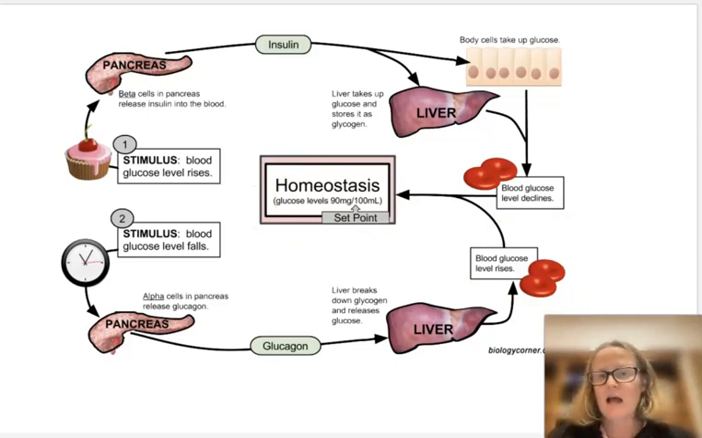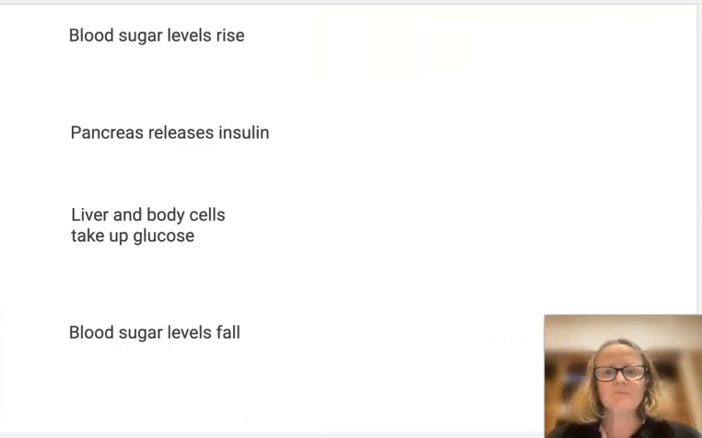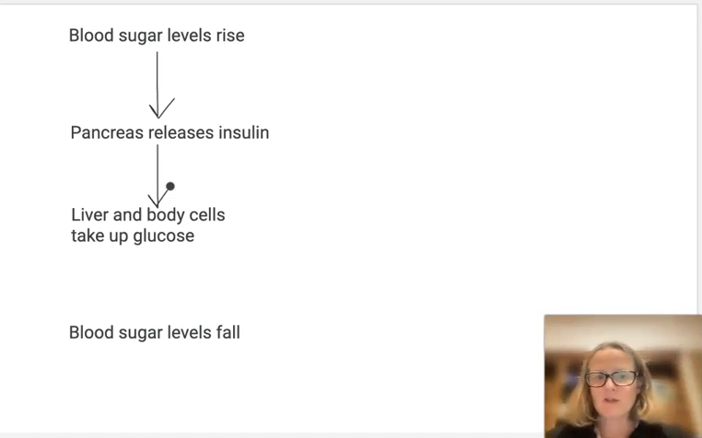Let's have a look at how that can be laid out in a different way. We've got a flow diagram here, so let's draw some arrows to connect these. The blood sugar levels rise. The pancreas releases some insulin. The liver and body cells take up the extra glucose, so the blood sugar levels fall. An easy flow diagram to look at.